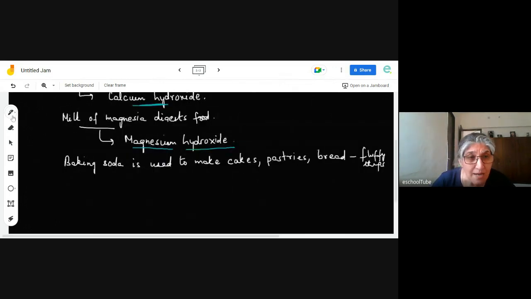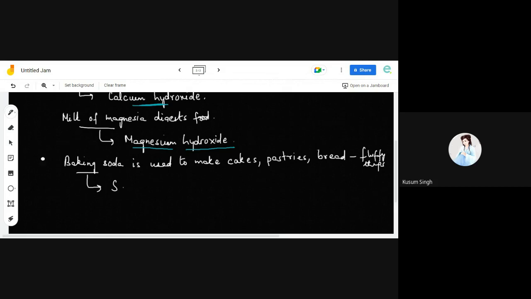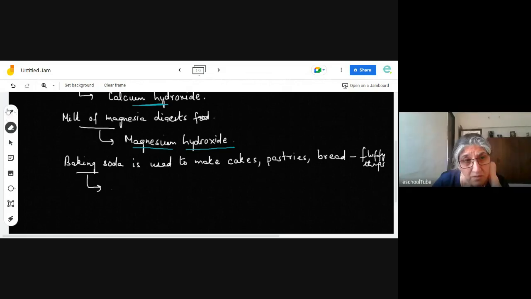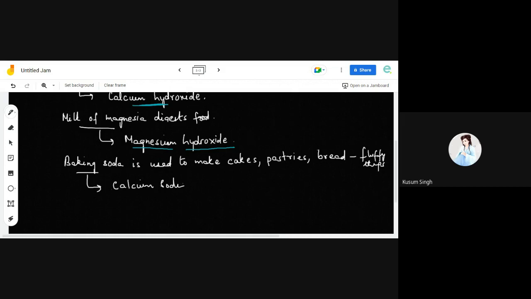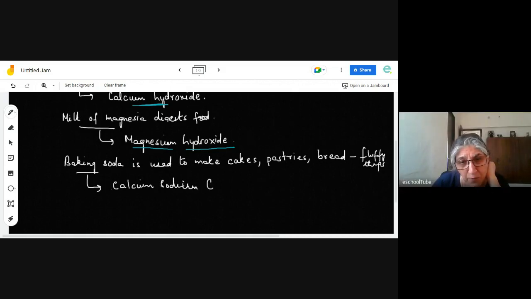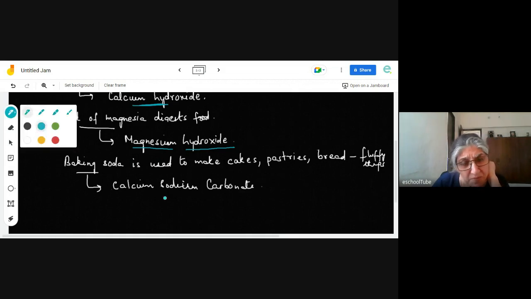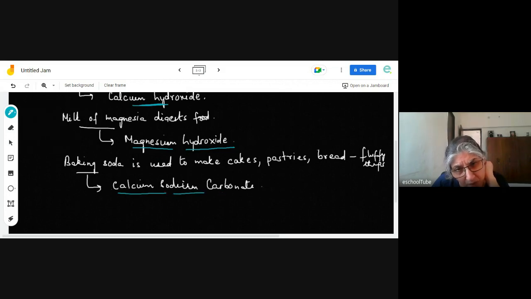So baking soda is basically made of, बताओ क्या? Sonia, do you remember? Sodium carbonate. Yes, sodium carbonate. अब इसका symbols and all I haven't taught you yet, but just remember. Otherwise, I would have written down the symbolic names of all these. Baking soda is calcium sodium carbonate. Okay?